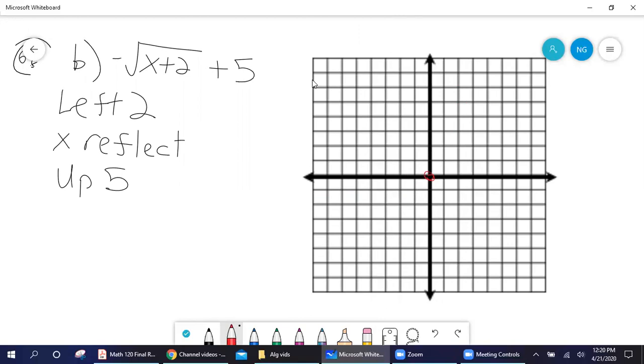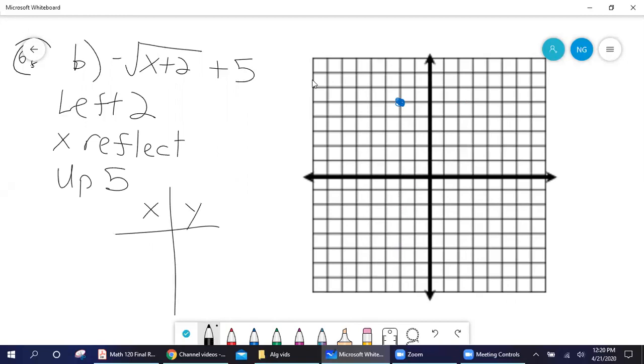So the normal square root function looks something like this, the parent. I know that my starting point is going to move left 2 and up 5. And I know instead of going up, this is going to be going down because of that x reflection. And again, if you're struggling to find other points, make yourself a table.